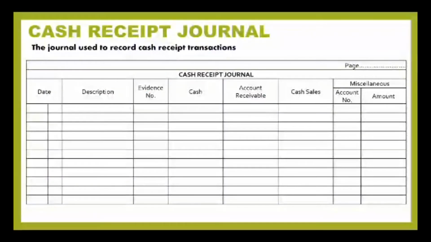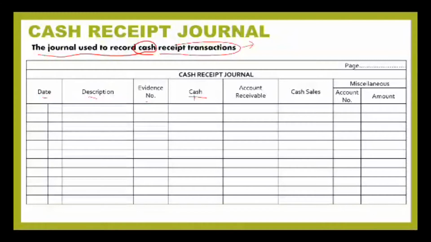The next type of special journal is the cash receipt journal. This is the journal to record the cash receipt of the transaction. You may have the cash receipt from the cash sales, or from the payment for the billing for account receivable. So you can see here there is a date also, description, evidence number, and then the cash.